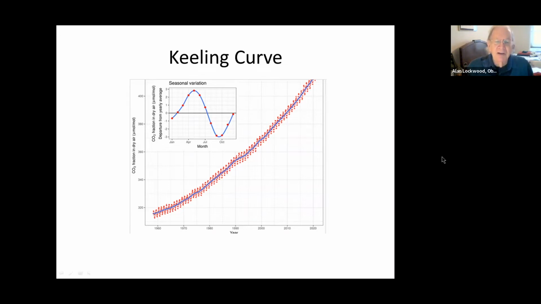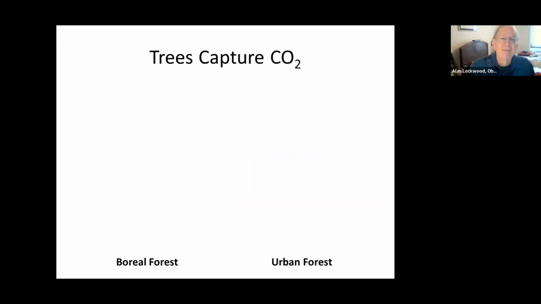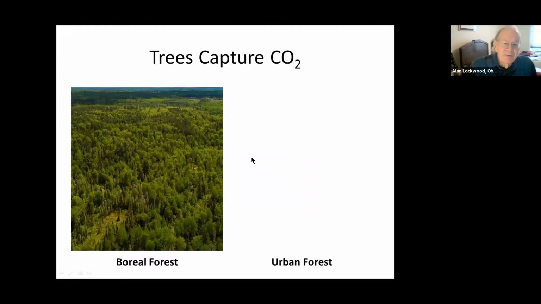So let's look closely at the kinds of trees that we might be talking about. Trees capture CO2, and here's one kind of stand of trees, the so-called boreal forests. These grow in northern Canada and Siberia. In boreal forests, tree seeds fall to the ground and they either sprout and grow into new trees, or they get eaten, or something else happens to them. The bottom line, though, is that they receive no attention from human beings.